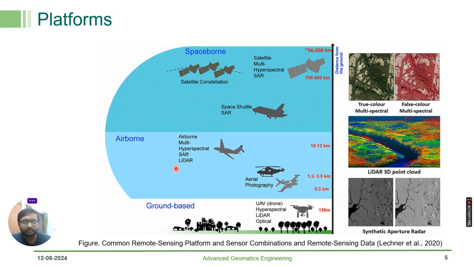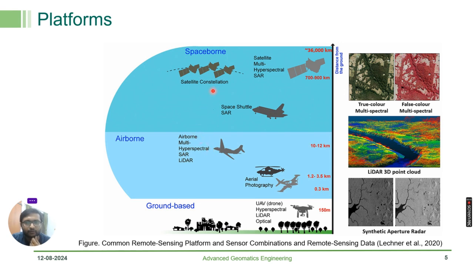Then we have airborne measurements, where we use aeroplanes, helicopters, and fighter planes, at approximately a 10 to 12 kilometer range. That is known as airborne. There also we can fit different kinds of sensors like lidar, SAR, and hyperspectral. We attach the sensor to the aeroplane or helicopter, and we get data about the land or the earth's surface.